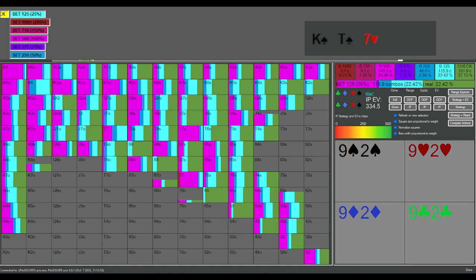Yeah, just as an example. But yeah, let's hop into this. So we'll look at a couple different textures, but we'll start with this high wet two-tone double Broadway board first.